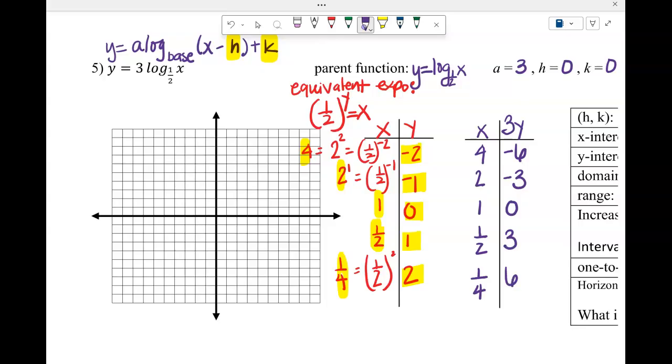Okay. Remember, we have a vertical asymptote on x equal to 0. Since we don't have any h value, it's still at h equals 0. So positive 4 goes to negative 6, and then 2 is negative 3, 1 is 0, 1/2 is 3, and 1/4 is 6. So this is vertically stretching by 3 times. Okay, so that's why it looks a little bit more vertical.